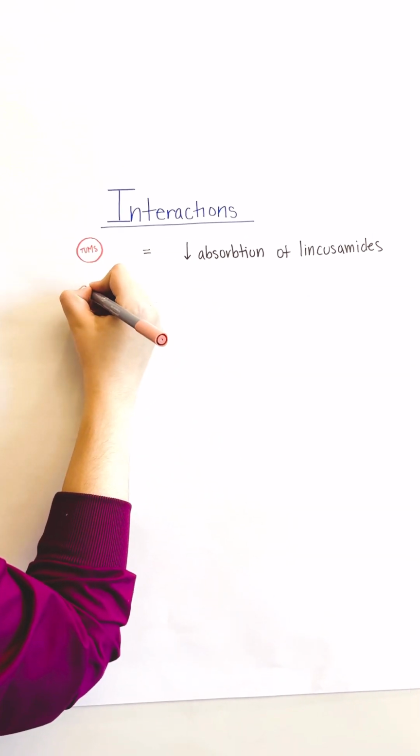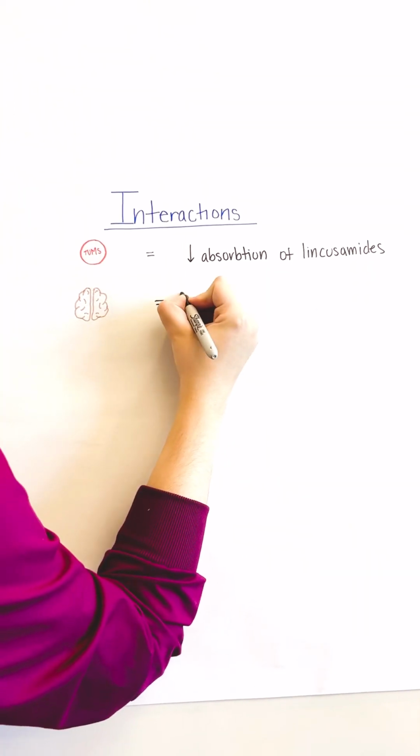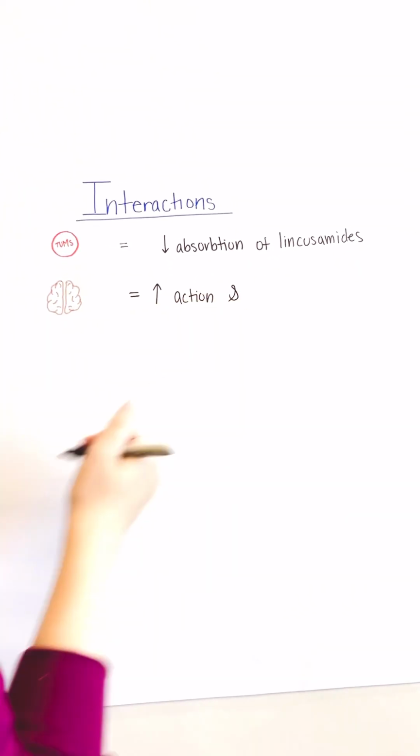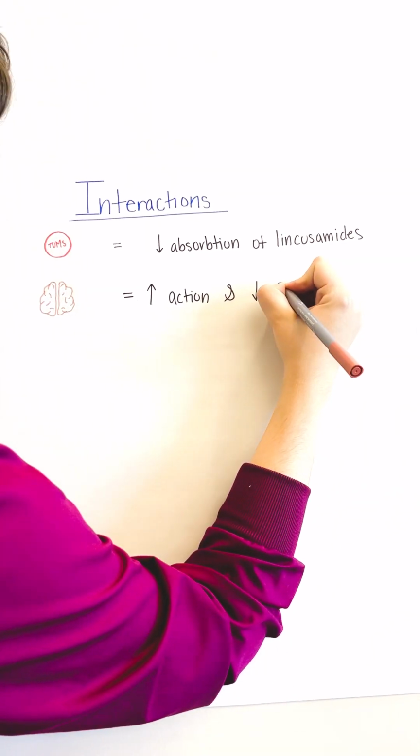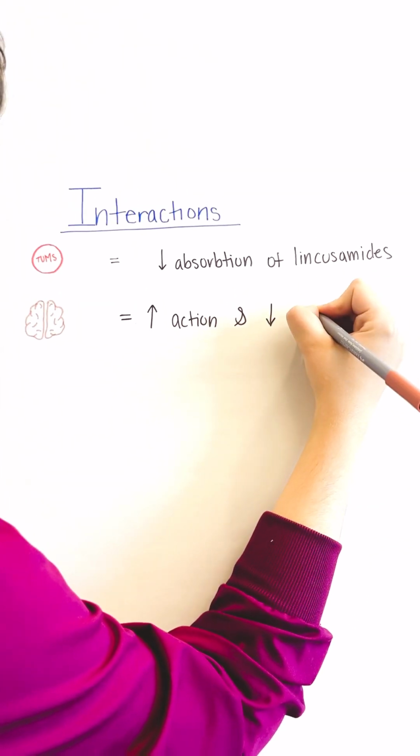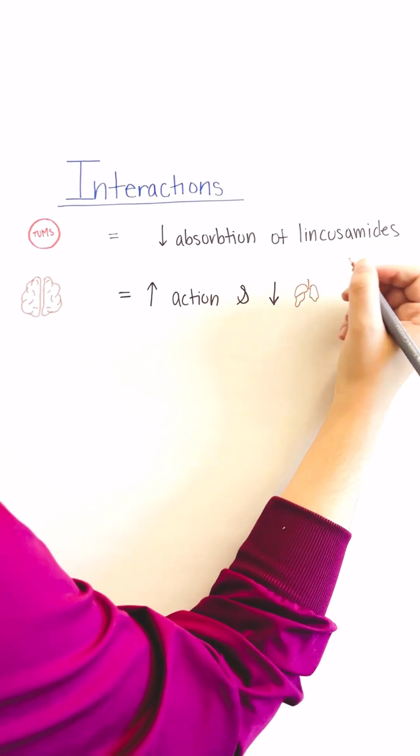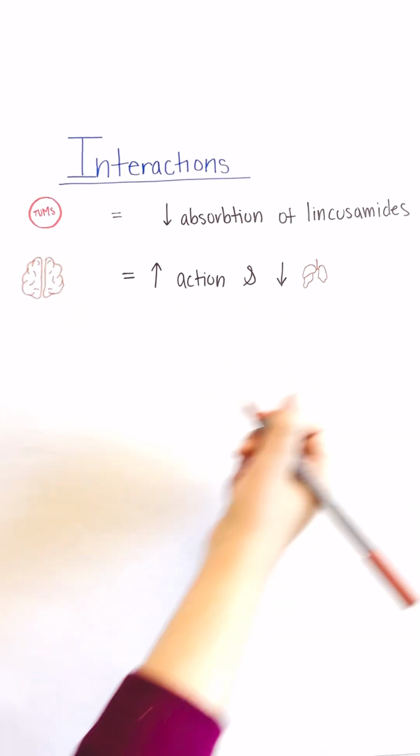The second drug interaction is going to be neuromuscular blocking drugs. These are used for general anesthesia, and this is because lincosamides increase the action of these neuromuscular blocking drugs, which simultaneously decreases lung function and respiratory drive and can end up being fatal.